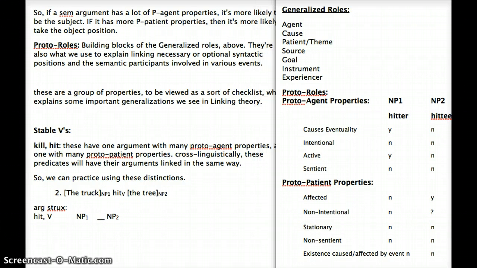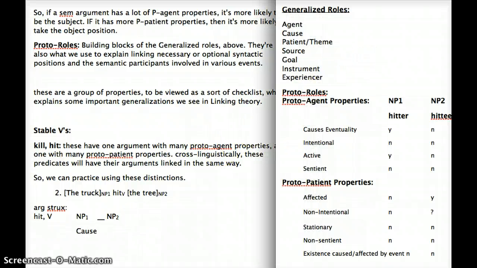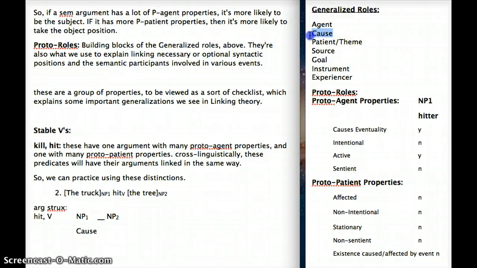So we say that hit is a stable predicate because its participants are always going to be in a certain distribution, which is to say we have here a cause, going back to our generalized roles. So a non-intentional cause. And then we have a patient or theme role.